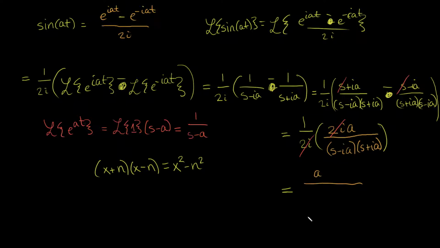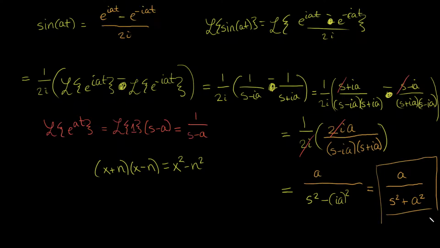So we're going to get s squared minus ia squared, and then s times ia positive and s times ia negative will cancel out. We don't even have to worry about this. Finally, we can rewrite this for the last time as a divided by s squared minus ia squared. i squared is negative 1, so negative negative 1 is positive 1. So plus a squared. This is the nicer way to get to the Laplace transform of the sine of at. The Laplace transform of the sine of at is a divided by s squared plus a squared.